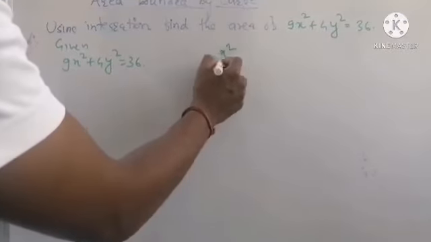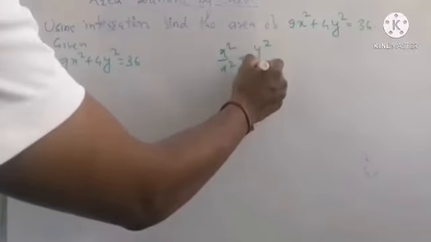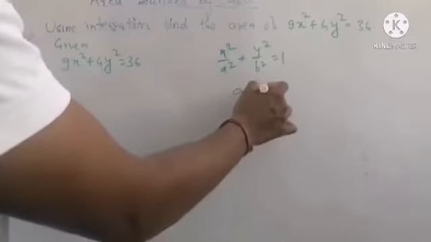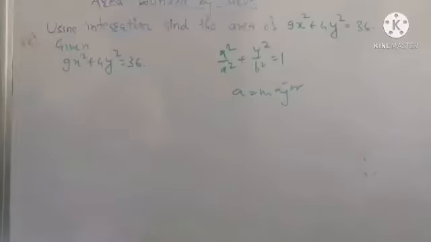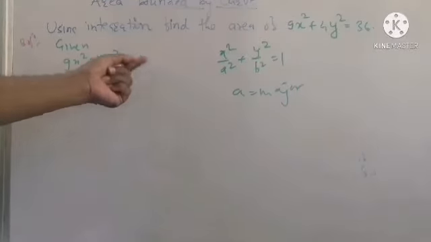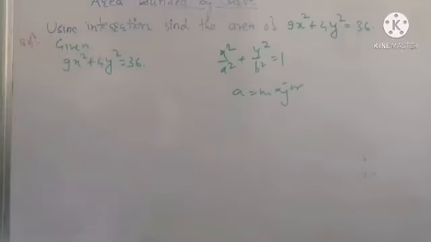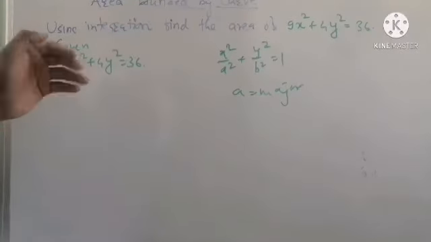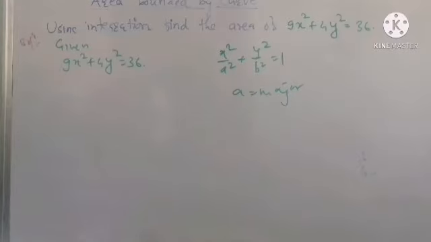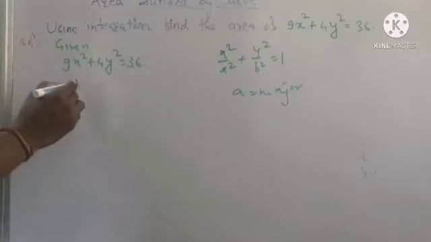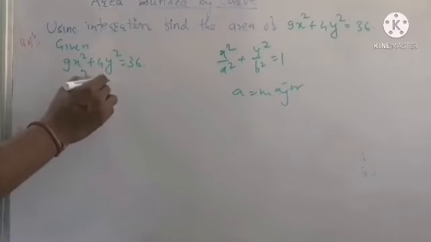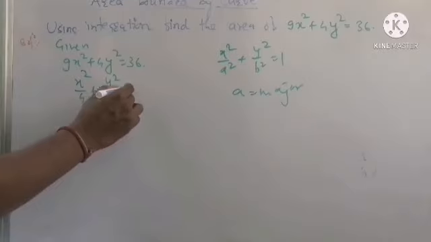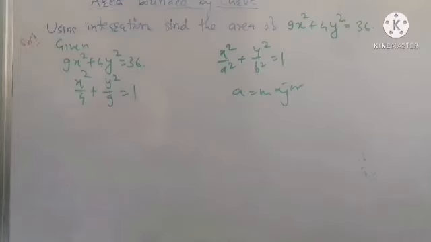As we know, the standard form of an ellipse is x square upon a square plus y square upon b square is equal to 1, where a is the major axis of the ellipse. Now converting this equation to standard form, we have to make the right hand side equal to 1, so we divide both sides by 36. As the left side has addition, we divide each term by 36. The first term, 9x square divided by 36, gives x square by 4. The second term divided by 36 gives y square by 9, and the right hand side is 1. Now this is the standard equation of an ellipse.